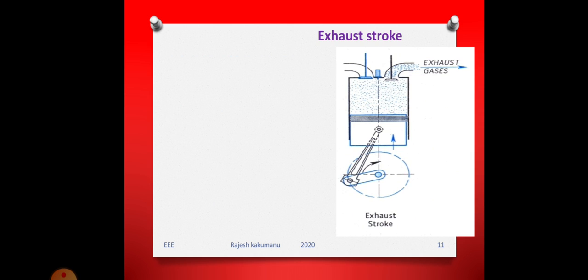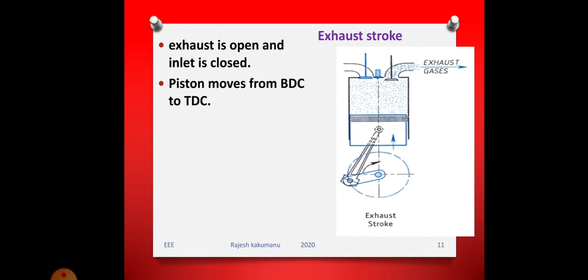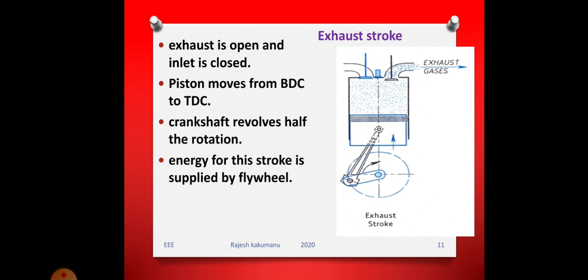See the exhaust stroke. Same as in the figure of petrol engines, here also in the diesel engines, the inlet valve is closed and the exhaust valve is open. What happened here? The exhaust valve is open and the inlet valve is closed. Here the piston is moving from bottom dead center to the top dead center, BDC to TDC. Here the crankshaft revolves half the rotation.